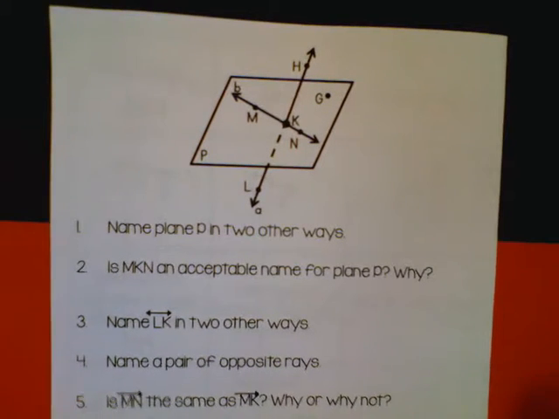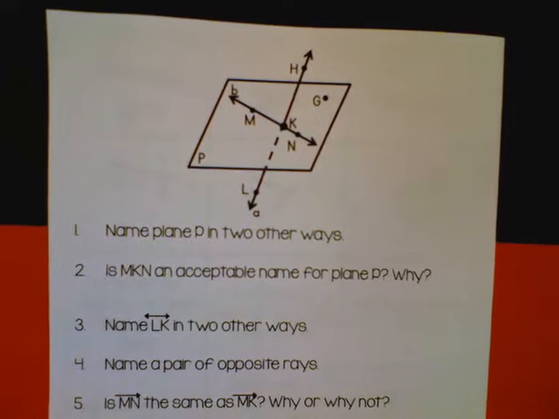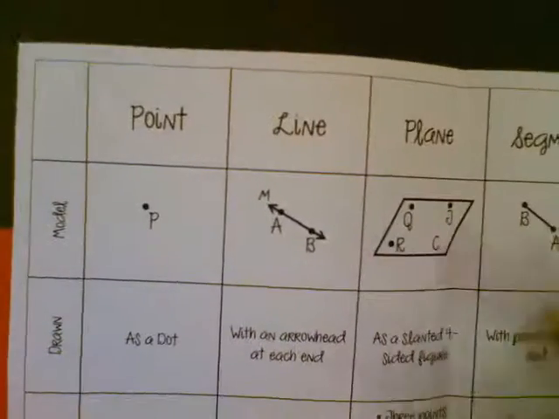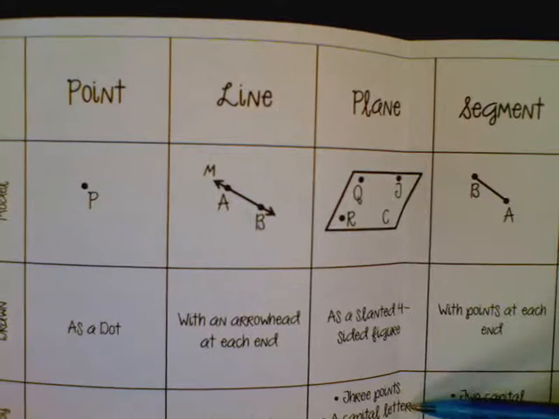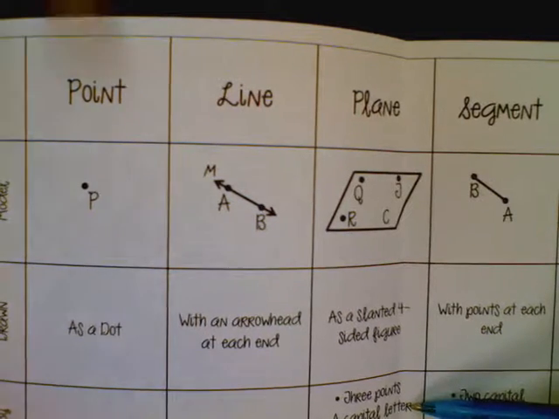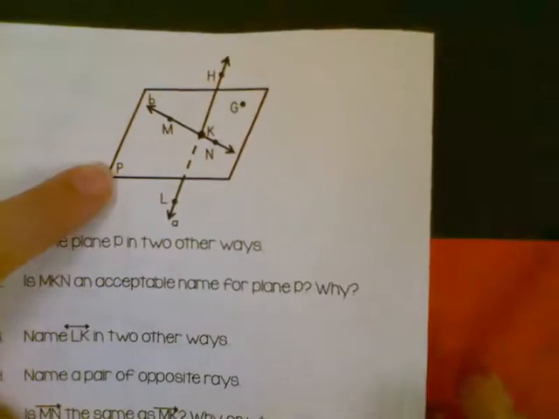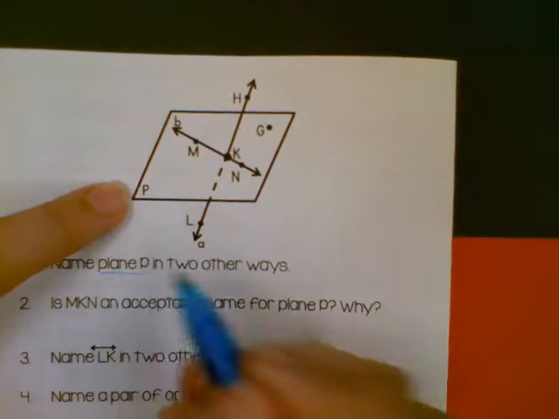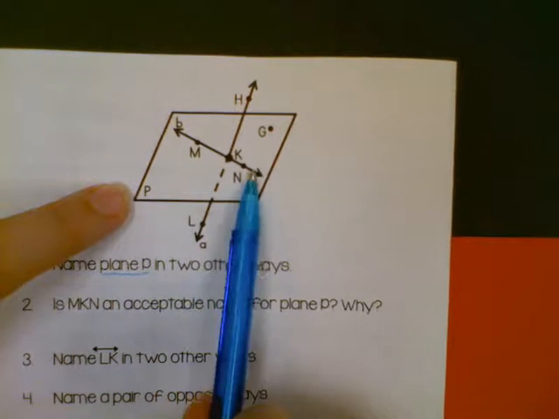So for question 1, it says to name plane P in 2 other ways. So remember from your chart inside, and if you don't remember, we can take a look. To name a plane, it says that it's named by 3 points, a capital letter. Okay, so the capital letter is what we already did. We called it plane P because of this P down here. So that's one way to name it, plane P. And the other way is to pick 3 points off the plane. So this plane shows us 4 points. It shows us M, K, N, and G.